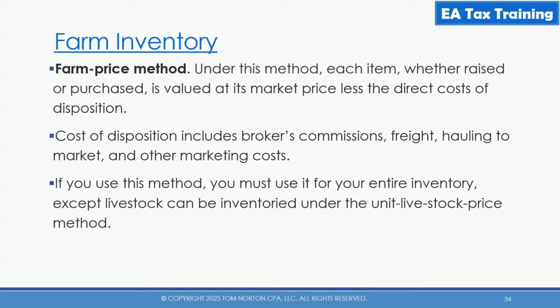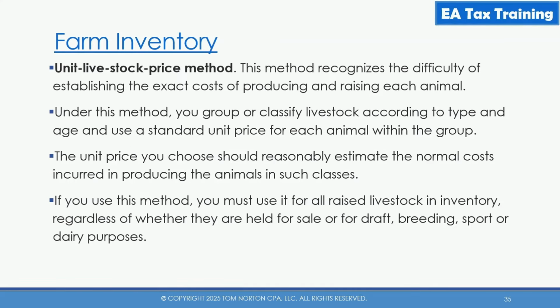So what this is saying is instead of using cost, you are going to use the value of those items. So, what is the market value at the end of the year when you take your inventory minus the cost of disposition? That is the amount that you will include in inventory under the farm price method. Next is the unit livestock price method. This method recognizes the difficulty of establishing the exact costs of producing and raising each animal.